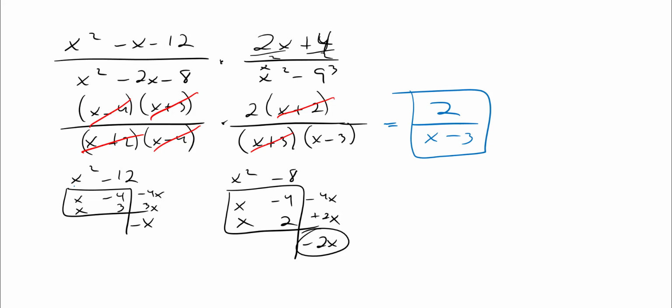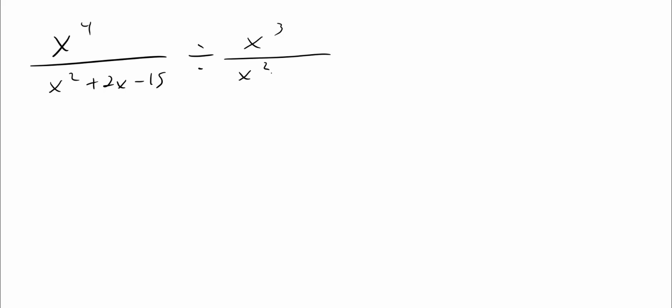All right, let's do another one here. Let's do a division one. Okay, so let's start with the problem here. It's x to the 4th over (x squared plus 2x minus 15) divided by x cubed over (x squared minus 25). Okay, so first thing I'm going to do here, guys, I'm going to flip it because I want it to be in the right spot here.